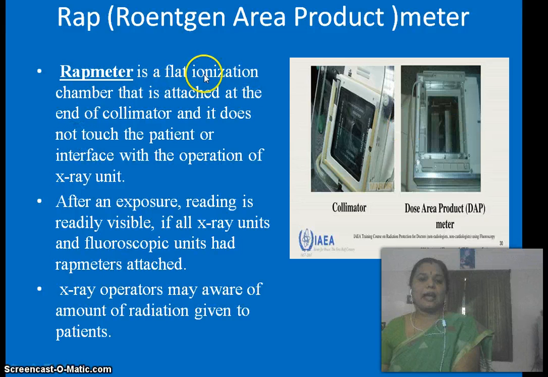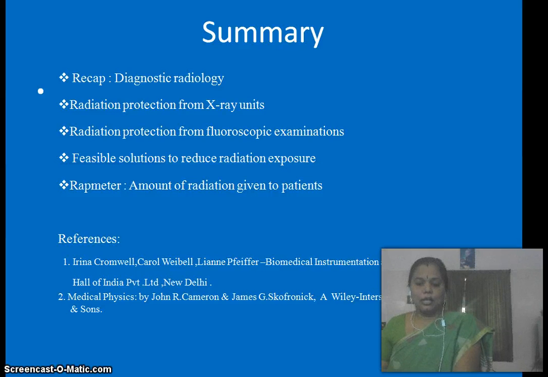So what is RAP? RAP is always fixed at the end of the collimator to measure the amount of exposure given to the patient. So this will be a digitalized meter, which helps the technician to find the fault, or to find the amount of radiation given to the patient instantly. So to summarize this, we started with a definition of diagnostic radiology, and we have seen the protection from X-ray units, fluoroscopic examinations, and a few other possible solutions, and we end up with a RAP meter, which is nothing but the dosimeter which we normally use to measure the dosage of the X-ray radiation given to the patient.